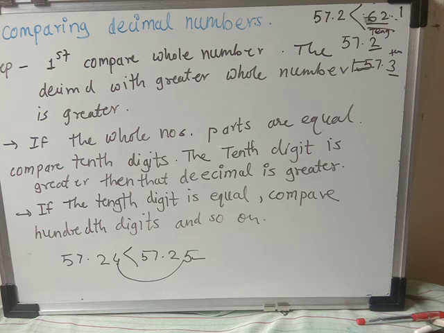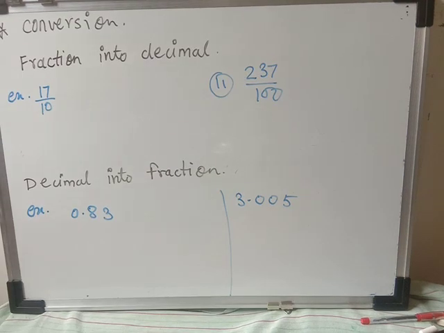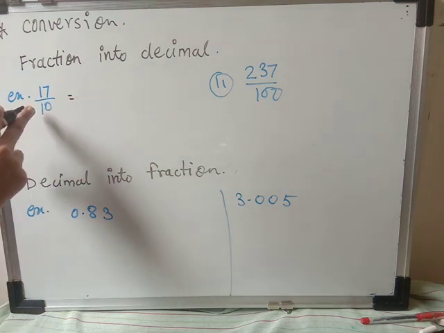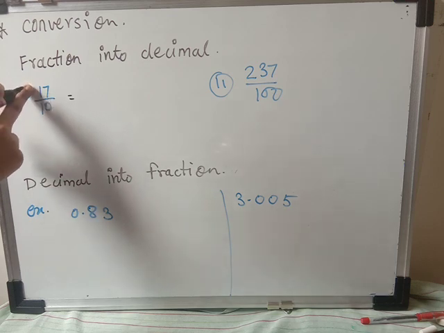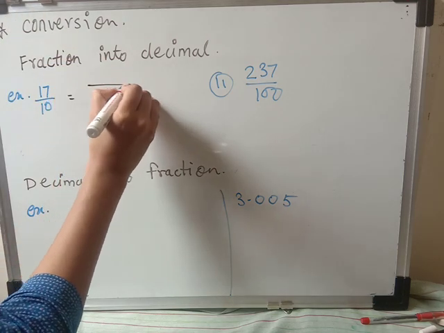Okay, so now the next part which we are going to see is the conversion, how to convert the fraction into decimal and decimal into fraction. Now let's see how to convert the fraction into decimal. The simple and easy trick I'm going to tell you: for example, here I have taken 17 upon 10. Whatever the fraction will be, to get the answer in decimal form you have to divide the numerator by the denominator.